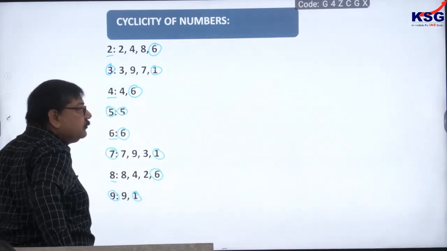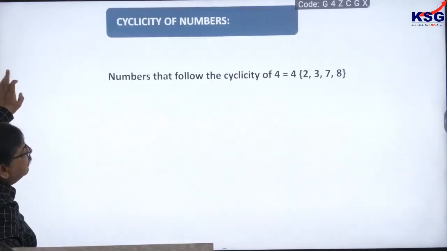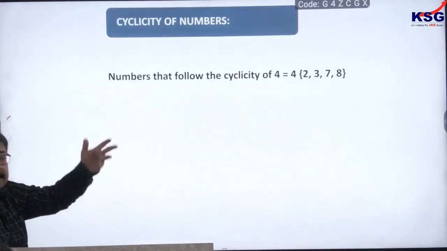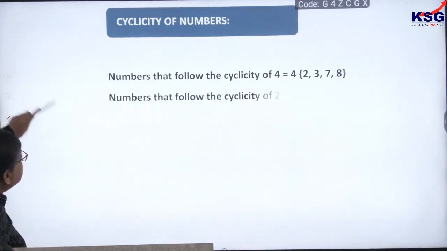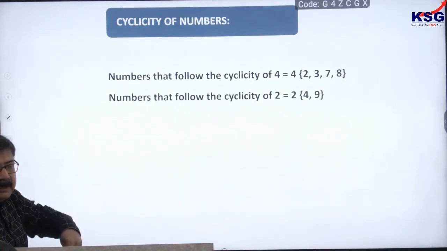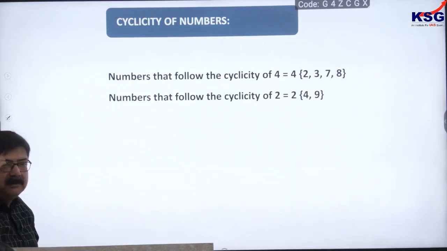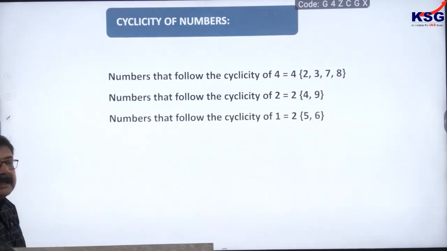All good? All right. So in short, once again, numbers that follow the cyclicity of 4 powers are 4. Which are those? 2, 3, 7, 8. Numbers that follow the cyclicity of 2 powers are 2 numbers, 4 and 9, which are both squares. You can take a reference from there. And numbers that follow the cyclicity of 1 power are 2, which are 5 and 6. So this is embedded in our minds now, right? All right. So let's begin.